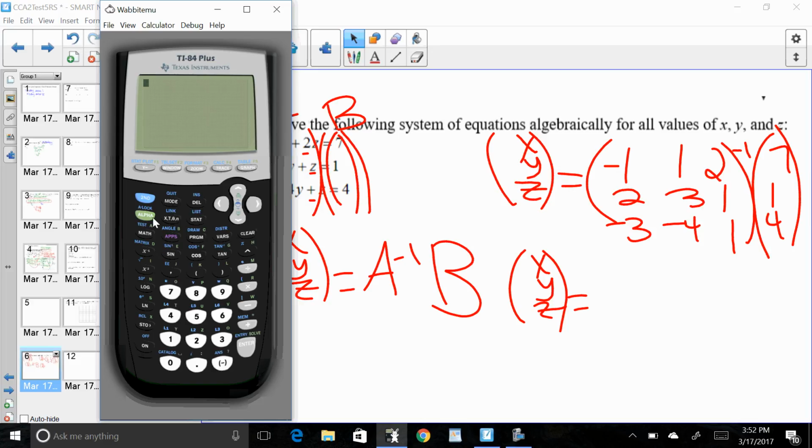Now that I have that, I type in A in the matrix menu. Inverse, which is the same button, but without the second. Then I'm going to go to second matrix, B. If I did everything correctly, I should get a nice answer that looks nice. If you get really, really long decimals, most likely you typed something in wrong. And I got negative 2, 1, 2.